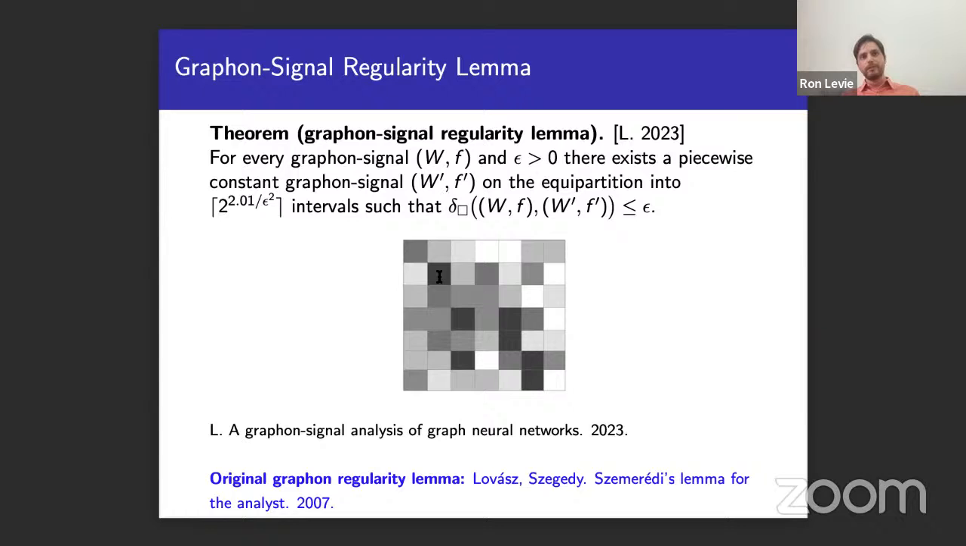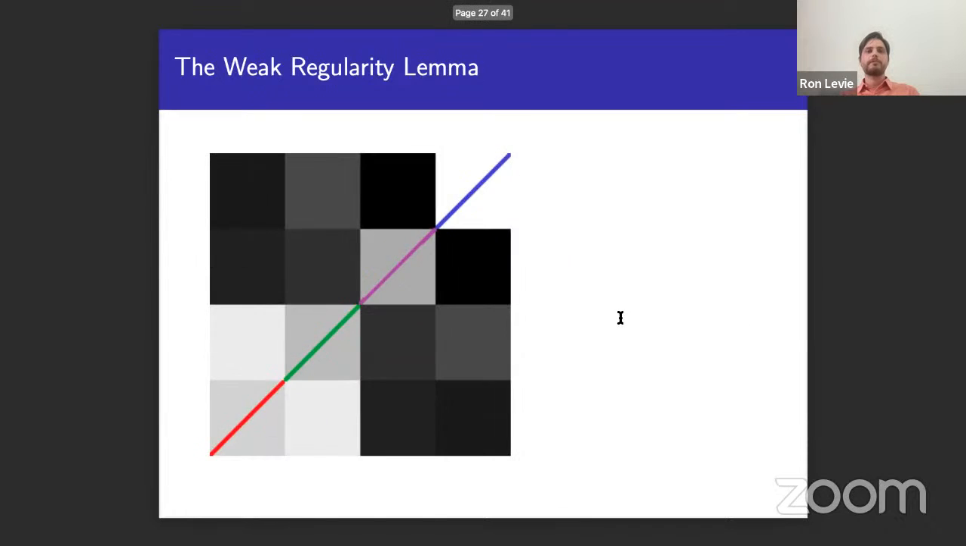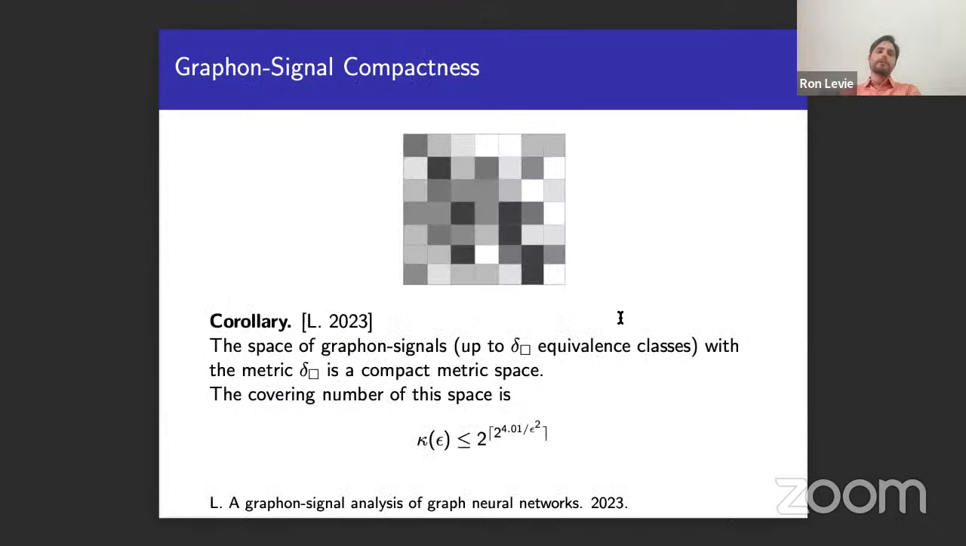Just need to define all of the weights here, and you have finitely many. And from this, you can prove that the space of graphon signals under cut metric is compact. It's compact, and we can bound the covering number. So for each epsilon, we know that we need to use this amount of balls of radius epsilon to cover the whole space.